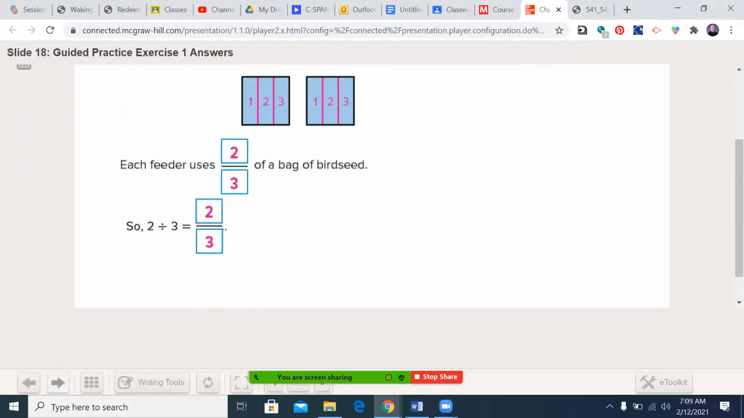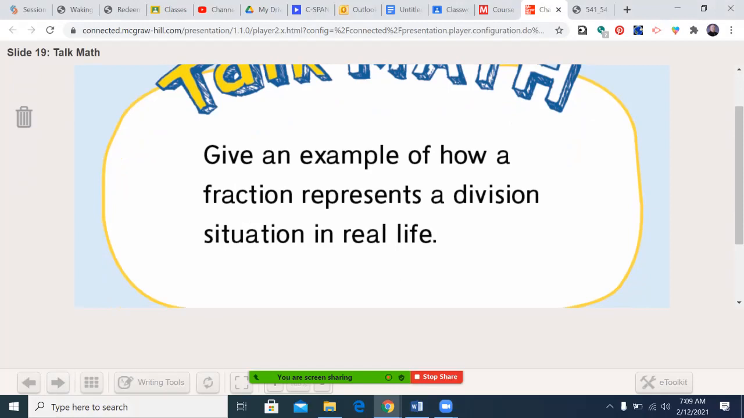You see the answers there. Give an example of how a fraction represents a division situation in real life. That cookie example was a good one. We know how that works. We also know that everyone wants the bigger half, but realistically, the half should be the same.